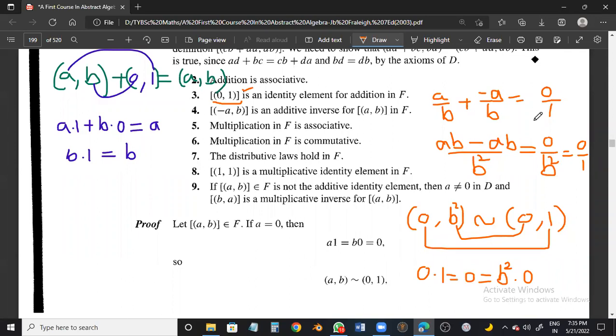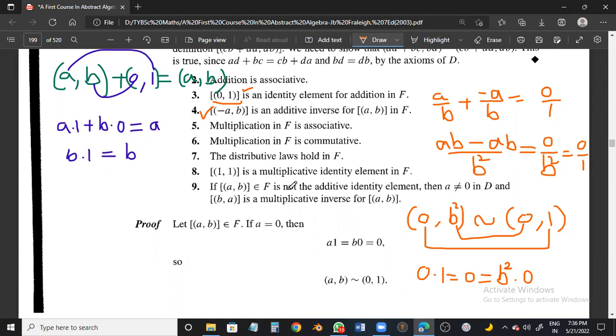Okay, so I think you might have got that the inverse of A by B is minus A by B. And that is why we are writing it this way. The equivalence class of the ordered pair minus A, B is the additive inverse of the equivalence class of the ordered pair A, B. Now, multiplication is associative, so we know better that multiplication is associative. Multiplication in F is commutative. Distributive laws hold because nothing different we are doing over here.